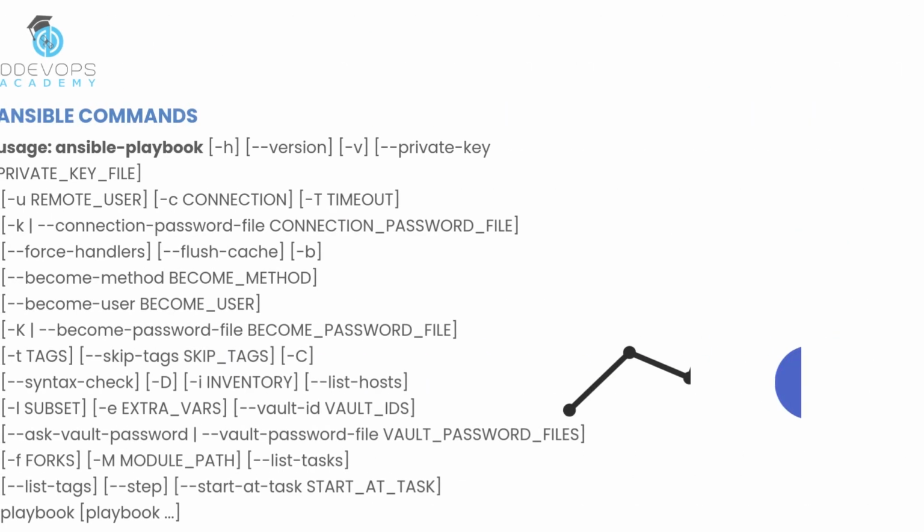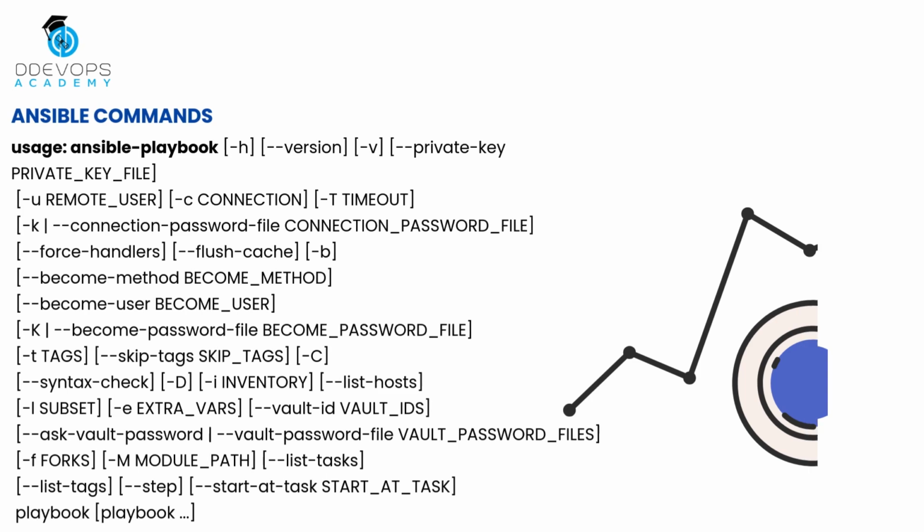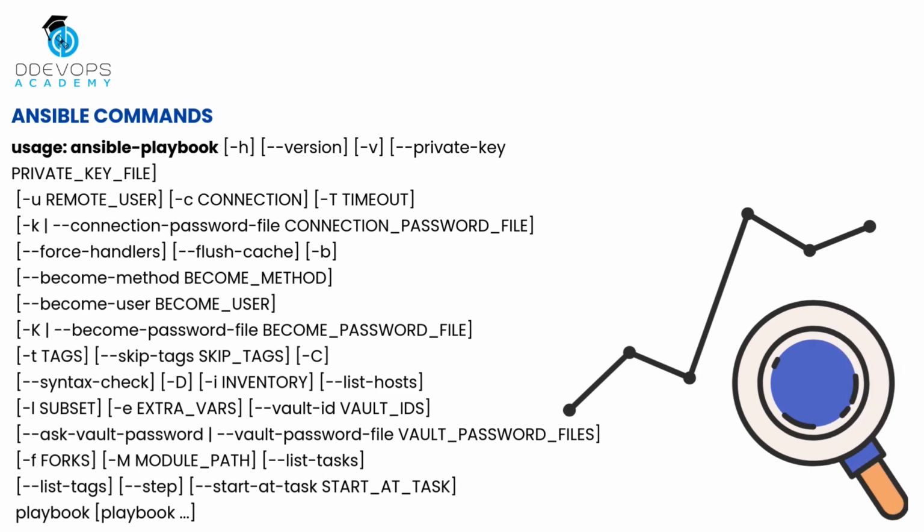The ansible-playbook command is your gateway to executing automation scripts. It supports options for user credentials, connection types, privilege escalation, and inventory targeting. You can run specific tags, skip others, check syntax, or even start at a particular task. These flags give you precision and control, making playbook execution flexible and powerful.